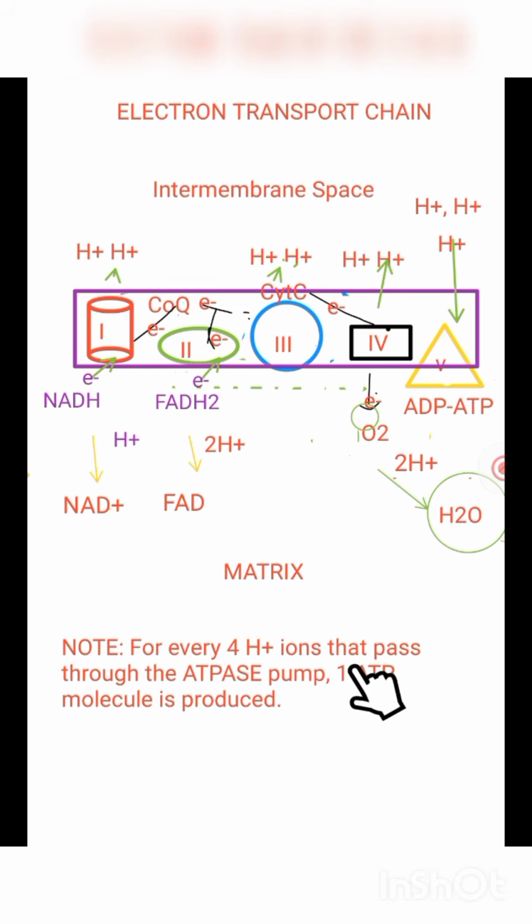So in the next lecture, we shall be looking at the regulation of the electron transport chain as well as the inhibitors of the complexes. But before that, there's something that I would want you to know.